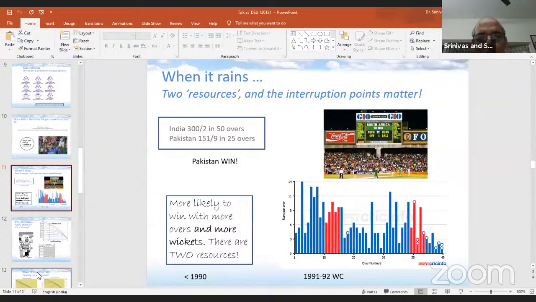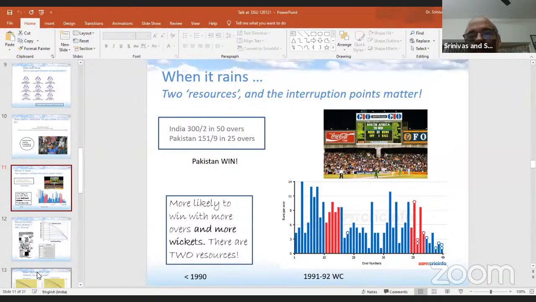At the end of the 25th over, they were 150, which means their average was slightly above six. And if you're only looking at the run rate to decide who wins, which is what they were doing in ODI cricket till 1990 or so, what happens? Pakistan is declared a winner because their run rate was fractionally above India's. But they were 151 for nine. It was just one ball needed and they would be all out for 151. And India would have won by 149 runs.